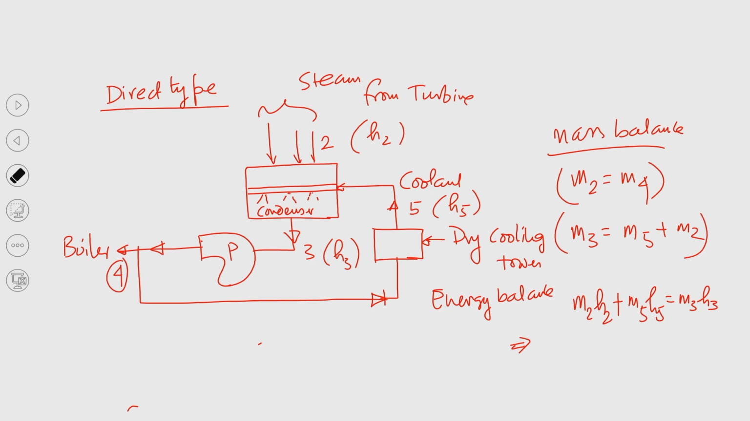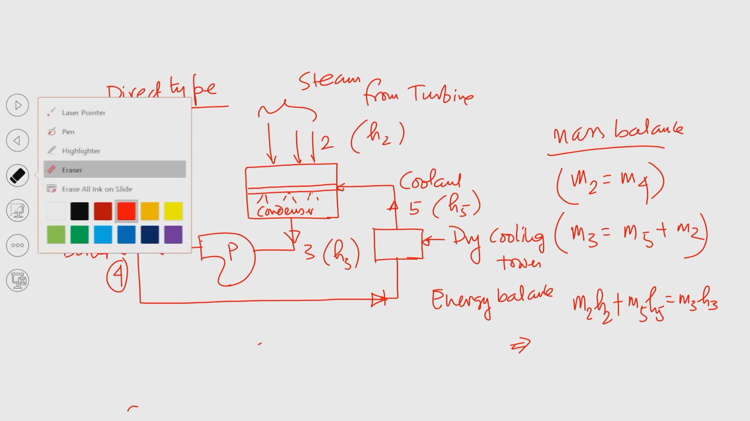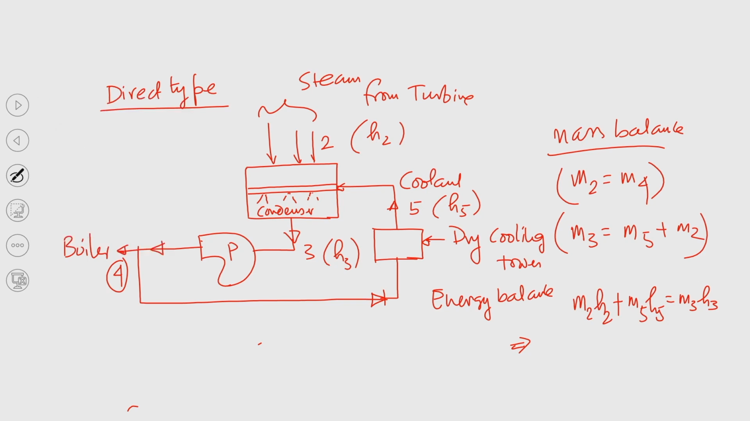So, if I consider m 3 as m 5 plus m 2, and plug it into the right hand side, we can write m 5 by m 2 equal to H 2 minus H 3 divided by H 3 minus H 5. So, just take the m 3 over here and do a very simple algebraic step, and you will be getting this.